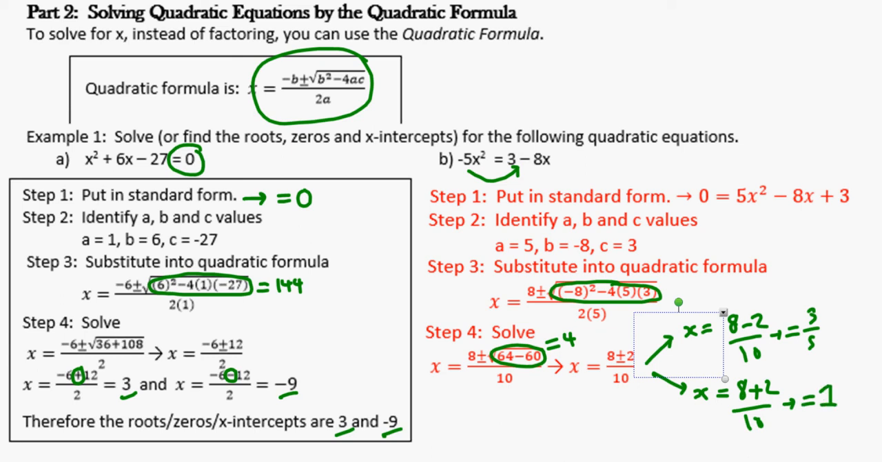So my two solutions to this, or my two x-intercepts, or my two roots, are x equals 3 over 5 and x equals 1. All right, there is the next one. Let's finish it off with a little more complicated example.